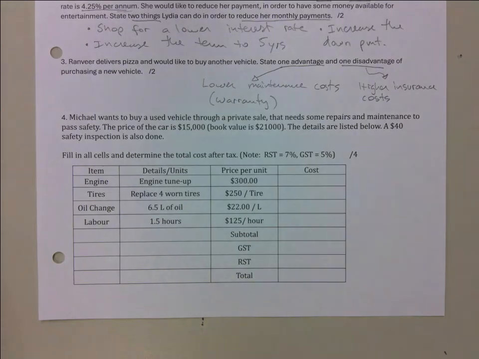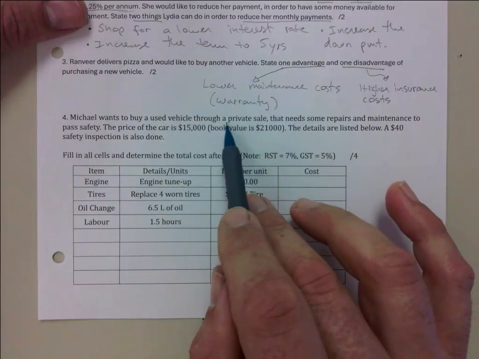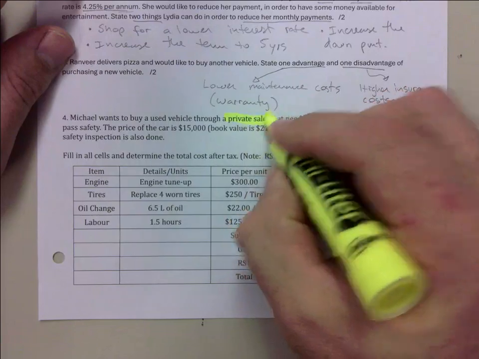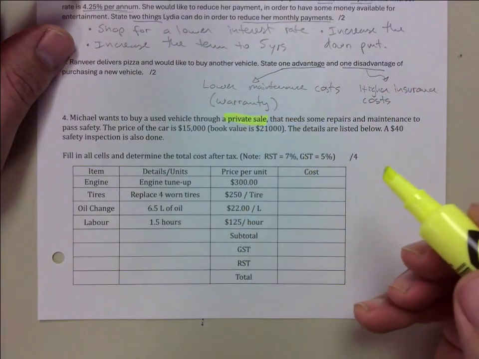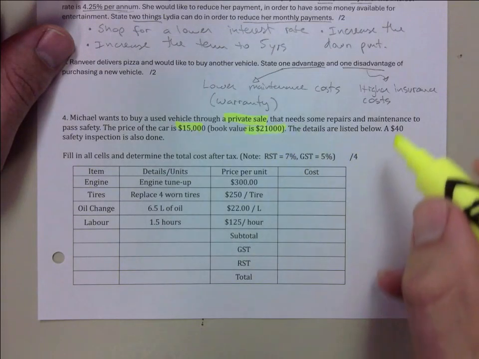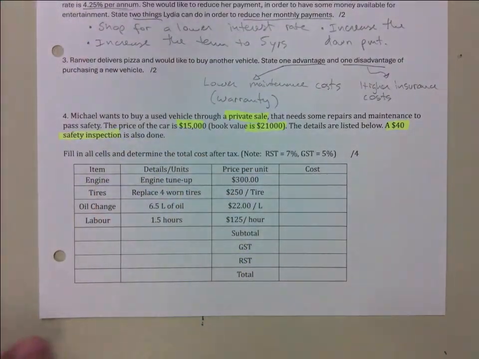Here we go. Michael wants to buy a used vehicle through a private sale. Okay, so we're buying privately and need some repairs. The price of the car is $15,000, the book value $21,000. There's a $40 inspection also done. Fill in the cells to determine the total cost after tax.